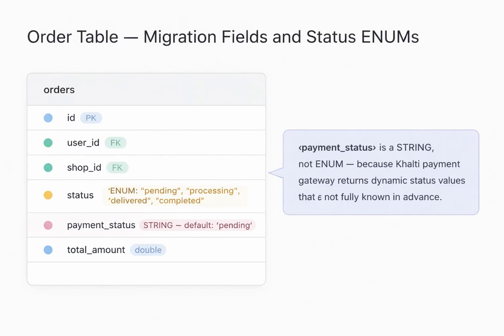The order table has 2 status fields, and the reasoning behind each is different. The order status, which tracks where the order is in the fulfillment process, uses an enum with values like pending, processing, and delivered or completed. These are fixed known states. But the payment status is stored as a plain string. Why? Because the payment is handled through Kelty, a payment gateway, and Kelty returns its own status codes: paid, canceled, failed, and potentially others. Since we don't know all the possible values Kelty might return, we can't use an enum. A string field is flexible enough to store whatever Kelty sends back. The default is set to pending.